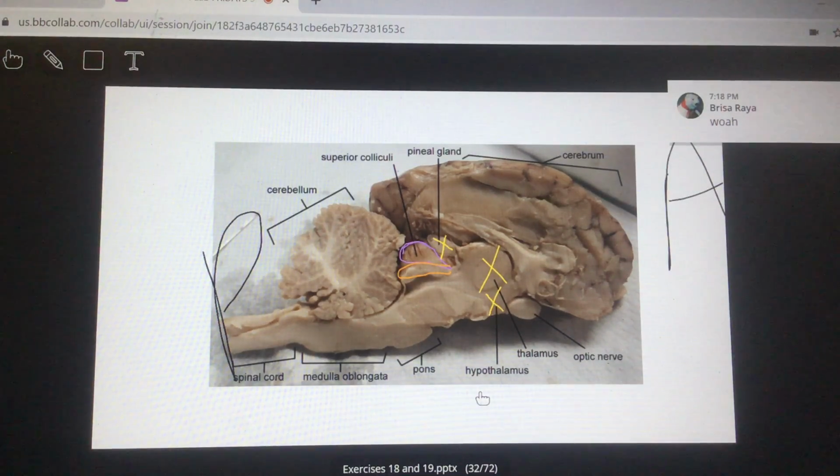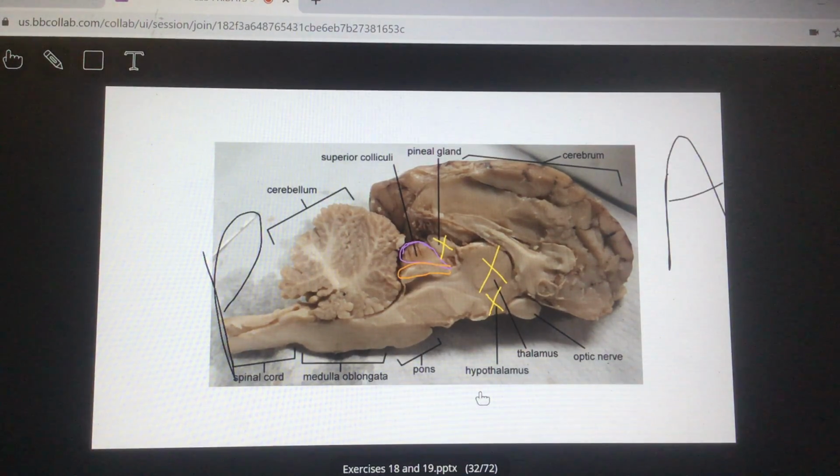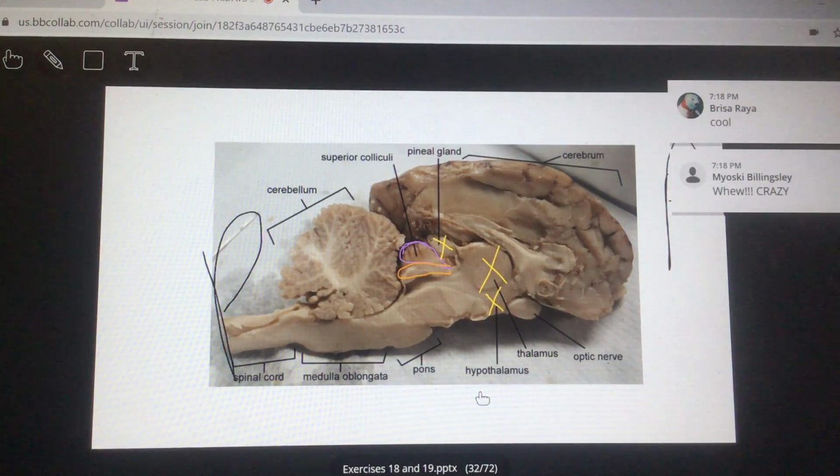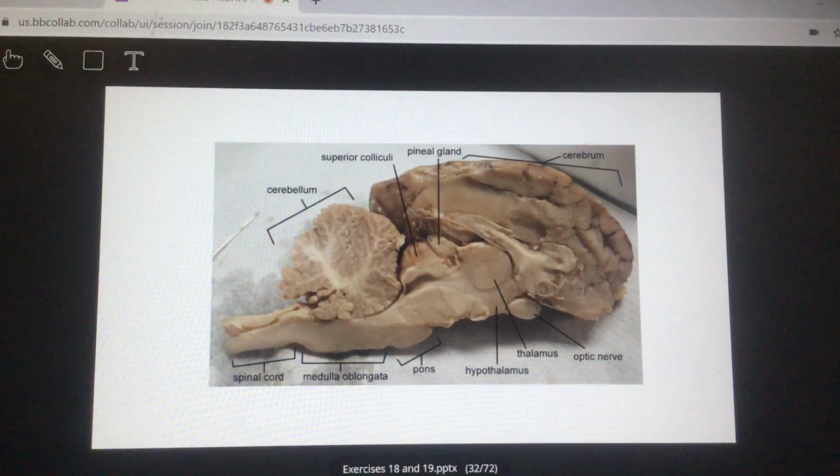Yeah. Is that crazy or not bad? I'm not sure. My OC's like, no!